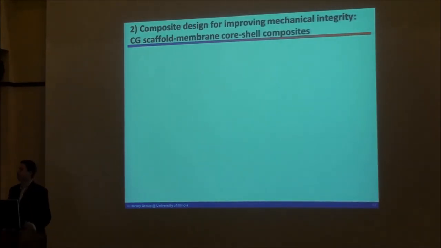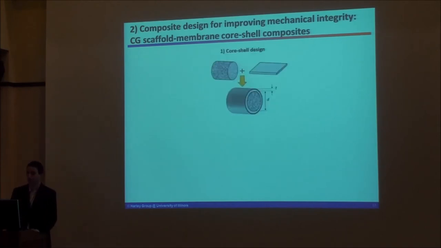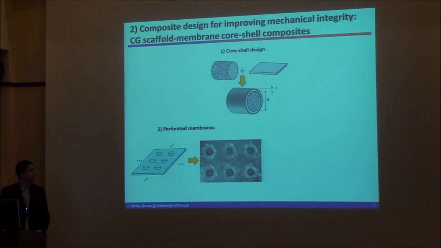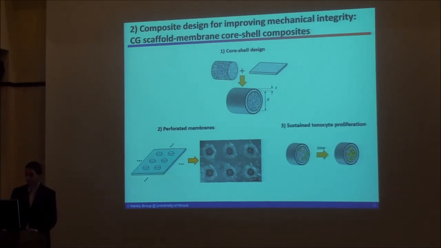And so as I mentioned, one of the issues with some of our initial scaffold prototypes, and really an issue with these collagen type of materials in general, is that they've been applied primarily to soft tissue applications in the past, but we need ways to improve the mechanical integrity for these orthopedic applications like tendon. And so I'll talk a little bit about this composite approach, core shell design that we came up with. I'll talk about how we can play around with these different membrane shells that we use to strengthen the composite. And I'll talk about some cell results just to confirm that incorporation of the shell didn't harm the bioactivity of the material.